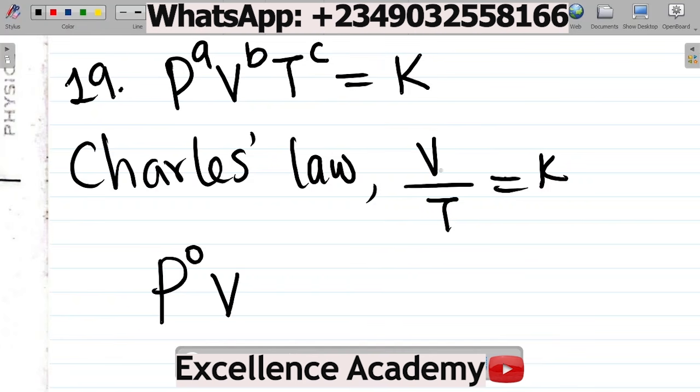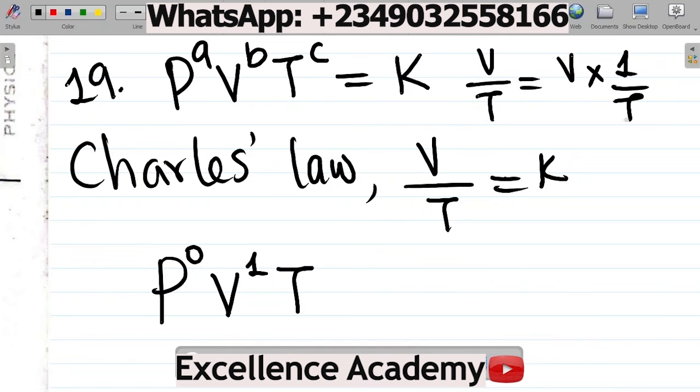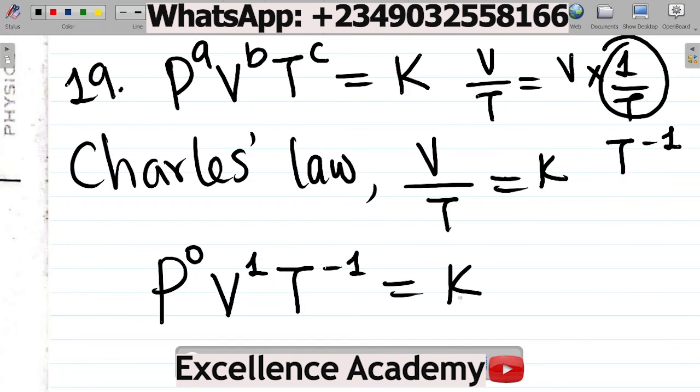Again, for V, observe that the power of V here is 1. That means I'll be having this as 1. Then finally for T, T is a denominator. This V over T is the same thing as V times 1 over T, and writing 1 over T in index form becomes T to power minus 1. So for T, the power is minus 1 is equal to K.